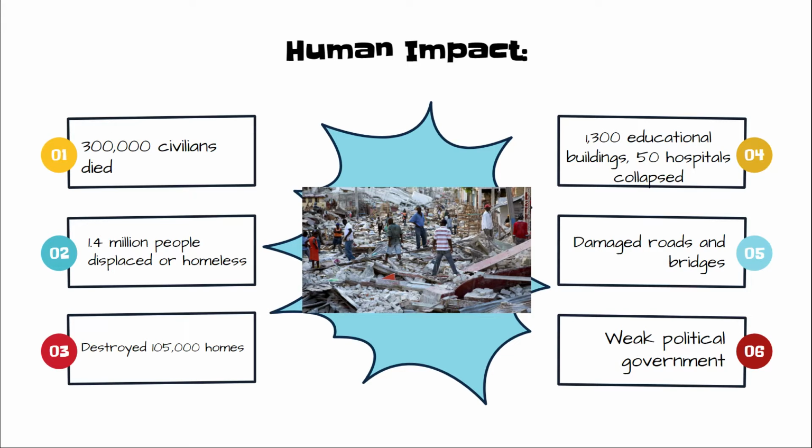There were 1,300 educational buildings that were destroyed, and over 50 hospitals that were destroyed. 180 government buildings collapsed, including the presidential palace and the parliament. Not only that, but several roads and bridges were also damaged and covered with debris. The destructive earthquake left the country with a weak political governance.